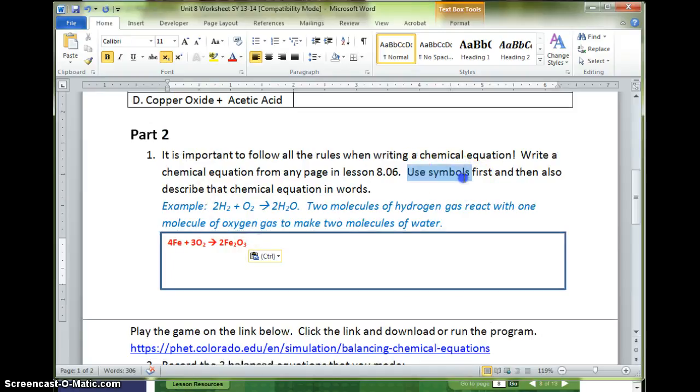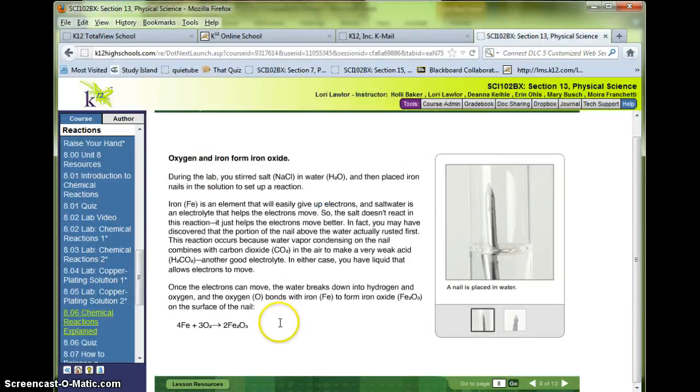I used symbols first. Now I'm going to describe the equation in words. So what I need to do is look at each individual part. Here I have 4 iron atoms, okay? There's not a compound or a molecule there. You know that's iron. You can look it up on the periodic table if you forgot. And I think it's also in the lesson. Yep, right here. It tells you Fe is iron, okay?